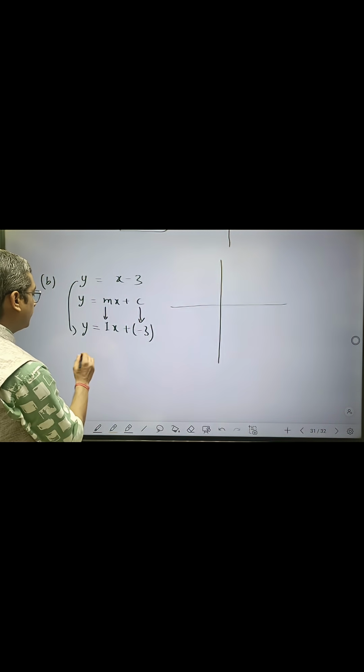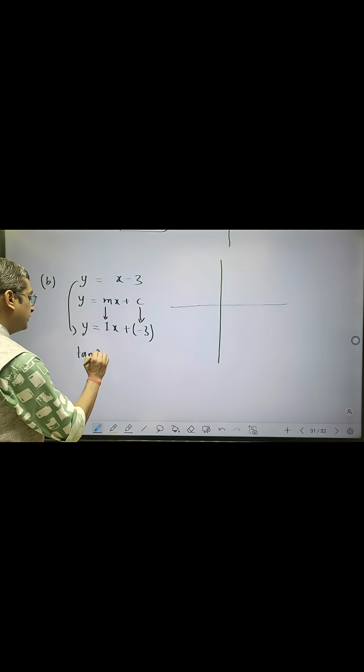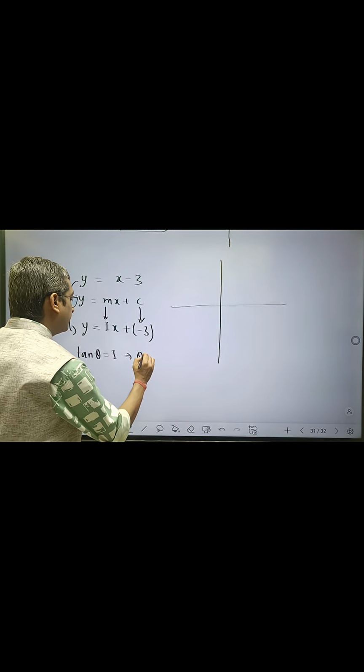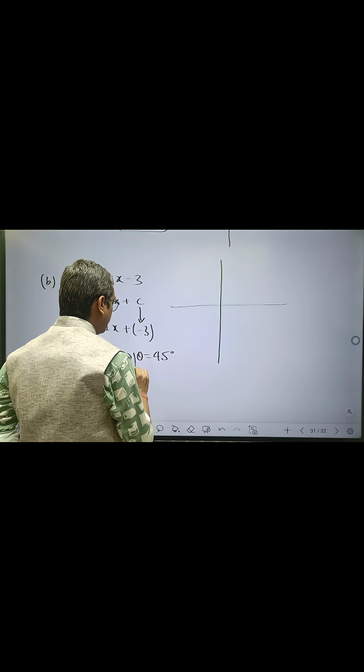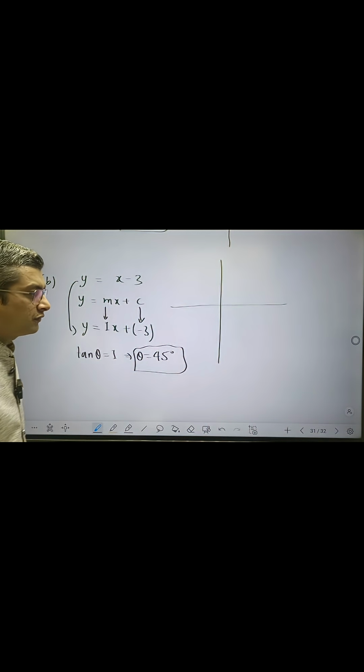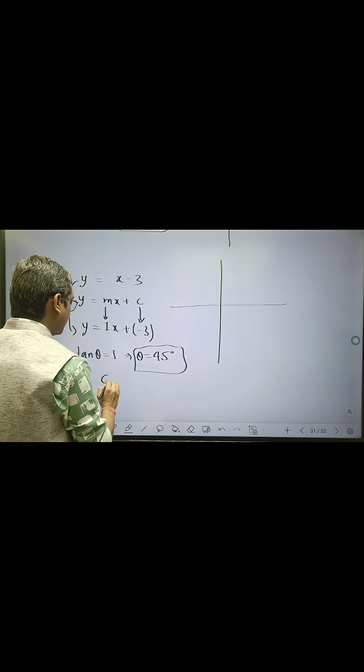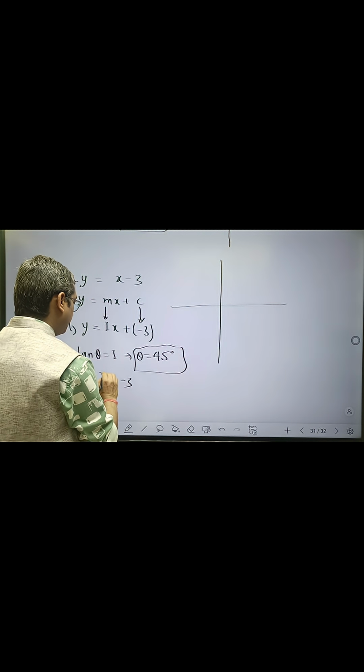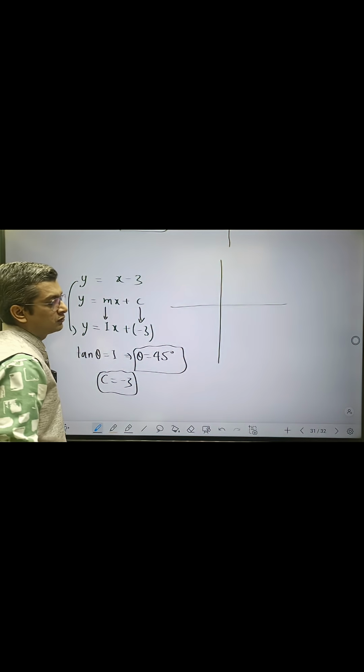So first of all, what is m? That is slope, and slope is tan theta. Tan theta is 1, which implies that theta is equal to 45 degrees. It means that the slope angle of the straight line is 45 degrees. And the second important information we are getting from here is c is minus 3. It means that the straight line must pass through the point minus 3.